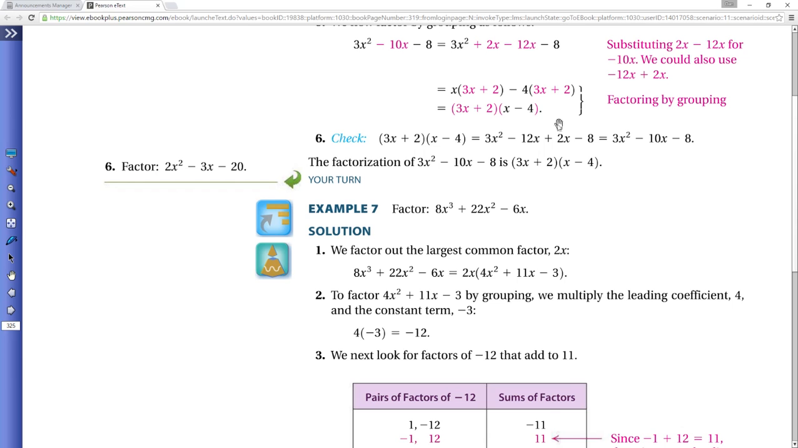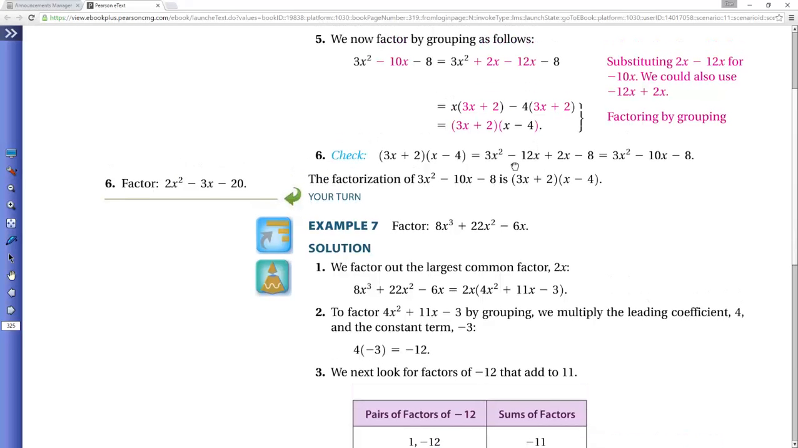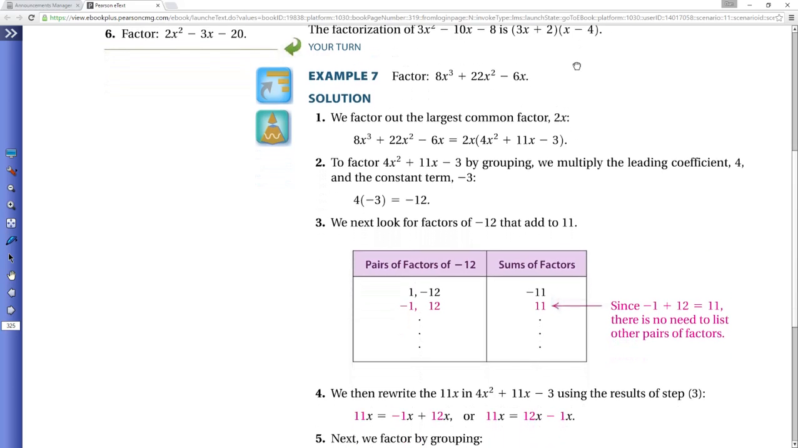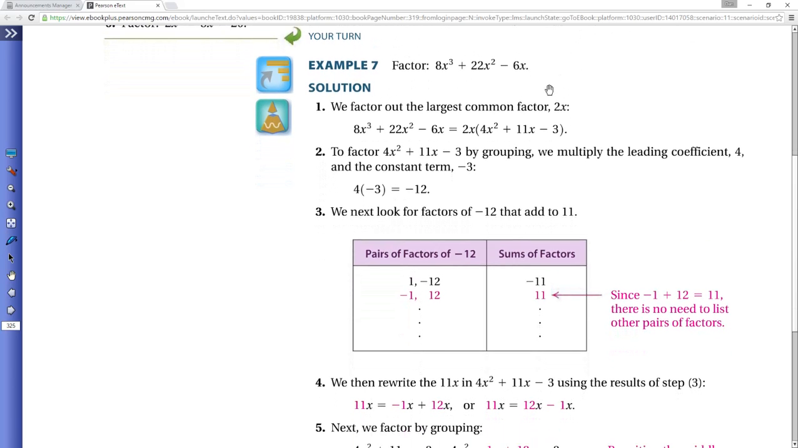Okay? So then check, always check, right? And make sure you don't forget some common term we took out at the beginning. In this case, we didn't have anything. So I multiply back, and what do I get? Yeah, I get my original trinomial. Let's look at example 7 here and go through this again.